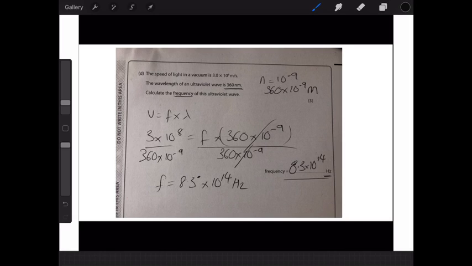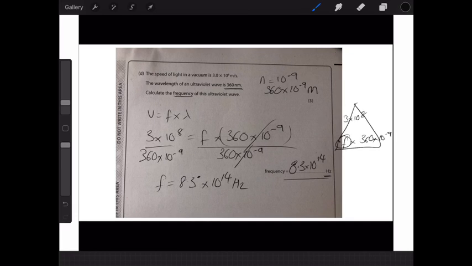If you did want to use the triangle, what you would have done with your triangle is say that 3 times 10 to the 8 up here was equal to frequency times the wavelength of 360 times 10 to the minus 9 here.